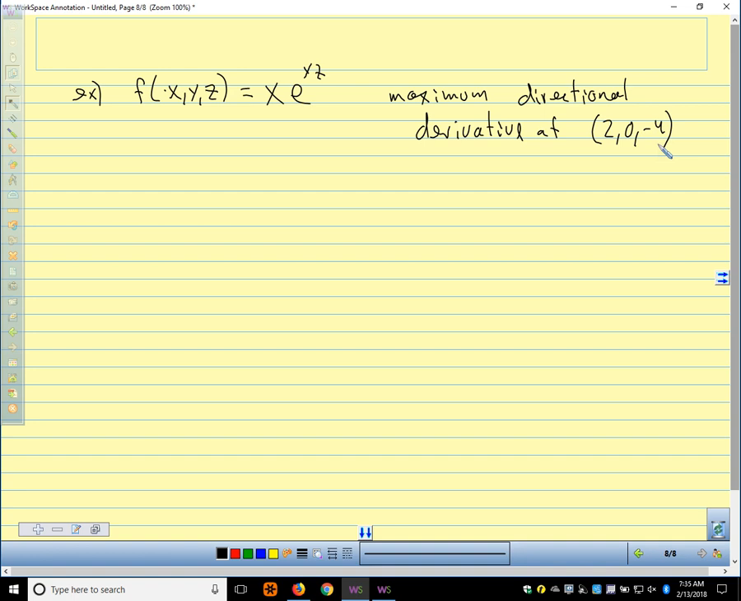What's another way that we could ask this question more directly? Find the magnitude of del f at 2, 0, negative 4. In other words, that's what this problem is asking us to do. Find the magnitude of del f at 2, 0, negative 4. That's going to be our maximum directional derivative at that point.